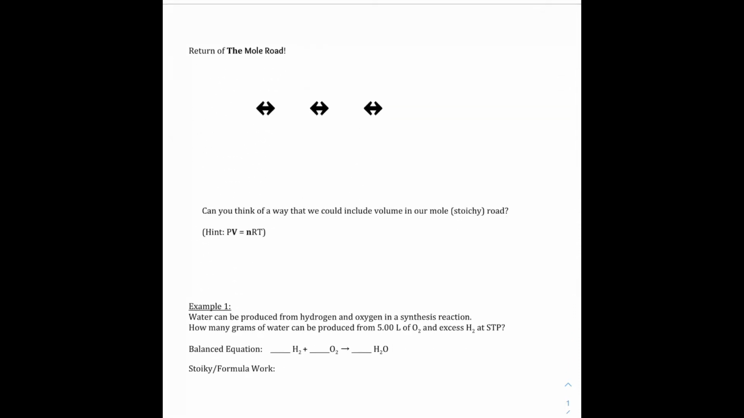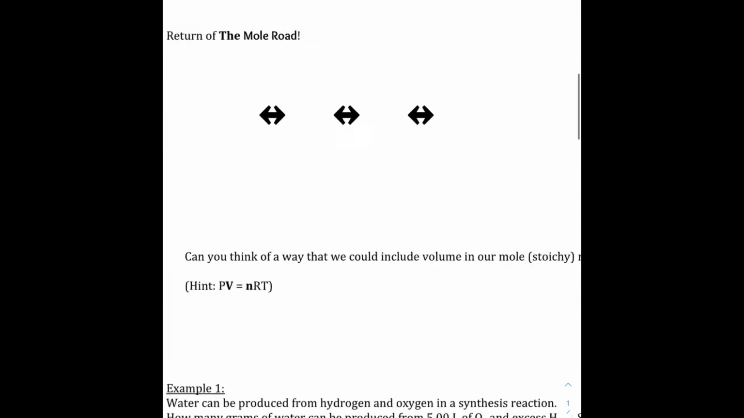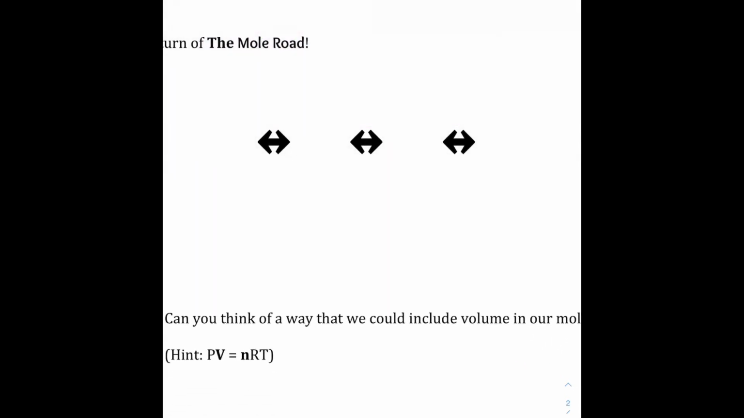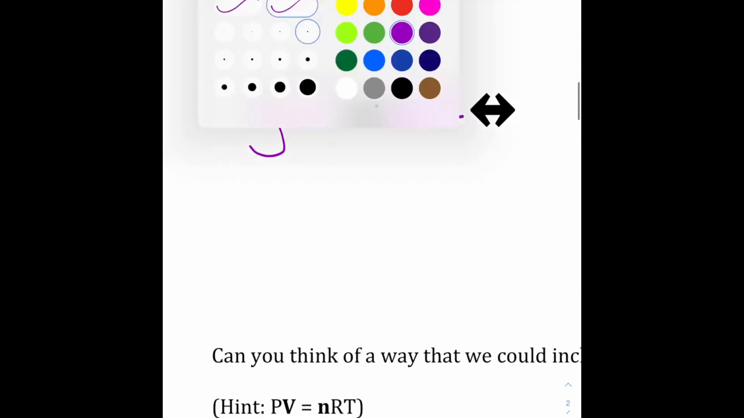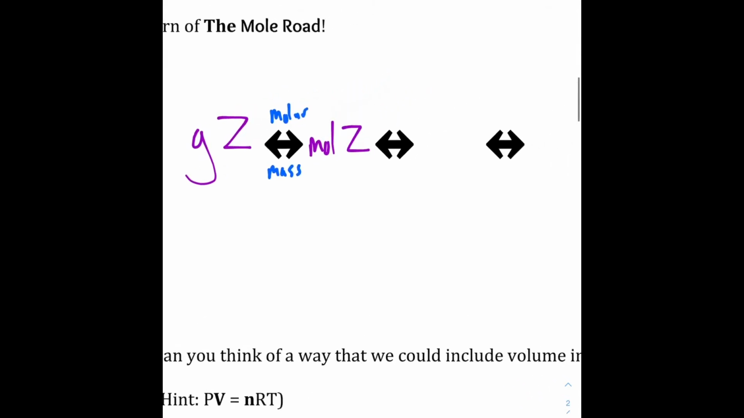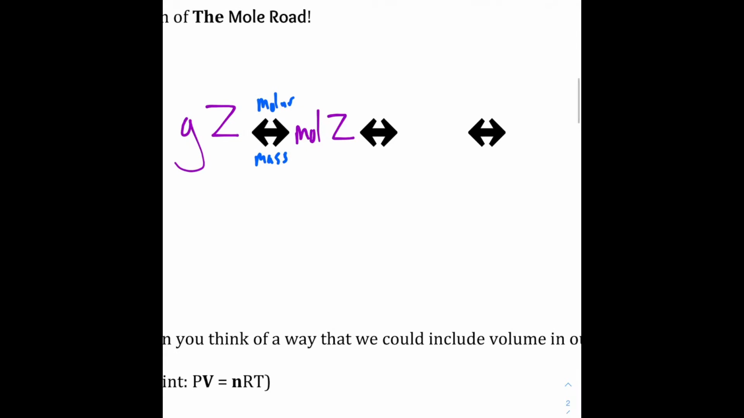Well, we're going to go back to the mole road. Remember, let's copy down the mole road again. Hopefully you recall some of this. We have grams of some substance, we'll call it Z, can be converted to moles of Z. And that would be using a molar mass. I'll just write molar mass right here. Notice the double-sided arrow, we can convert back and forth between them.